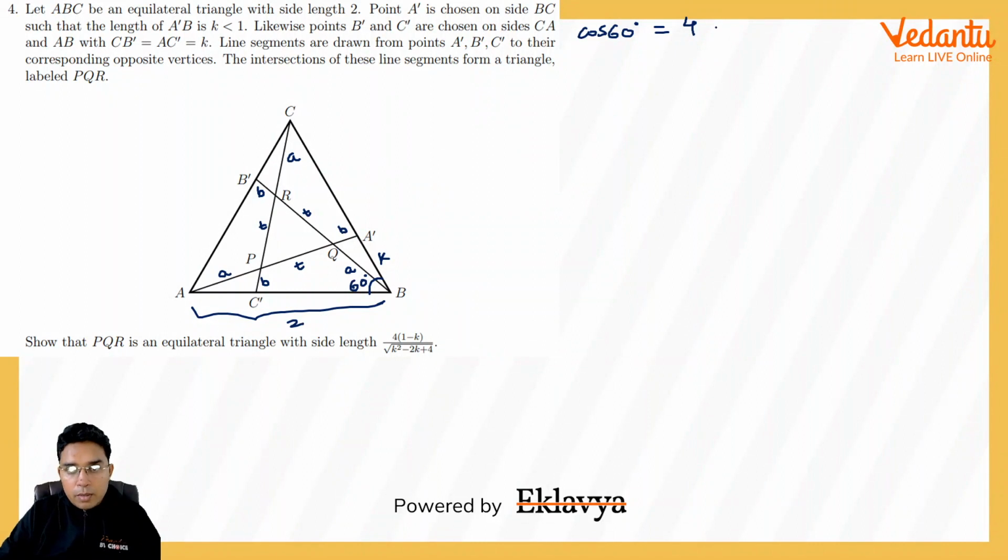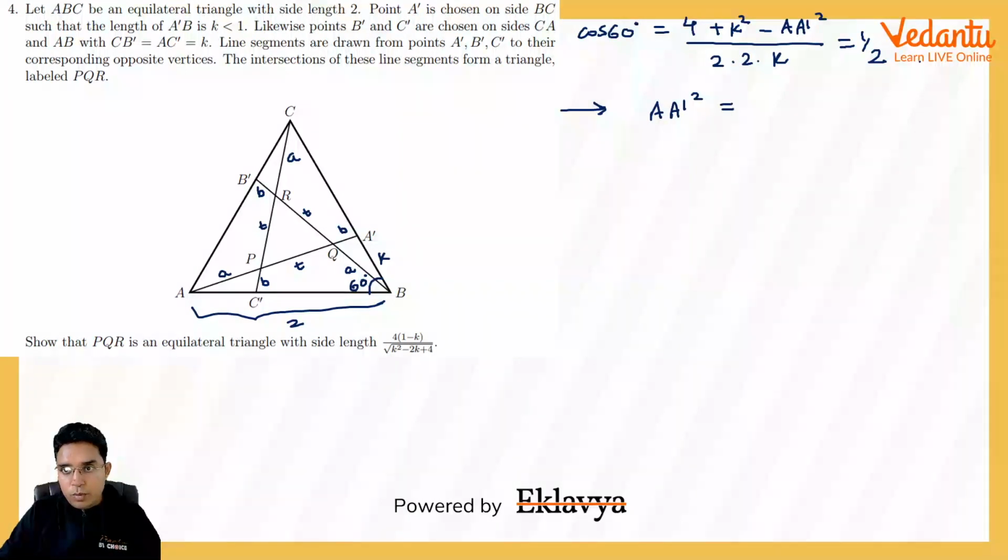So 4 plus K square, 4 plus K square minus AA dash, which is the sum of A, B and T, upon 2 into K, and cos 60 is 1 by 2. So simplifying it, we will get AA dash square to be equal to, if I bring this to this side, it will be 2K here. So this will be K square plus 4 minus 2K.